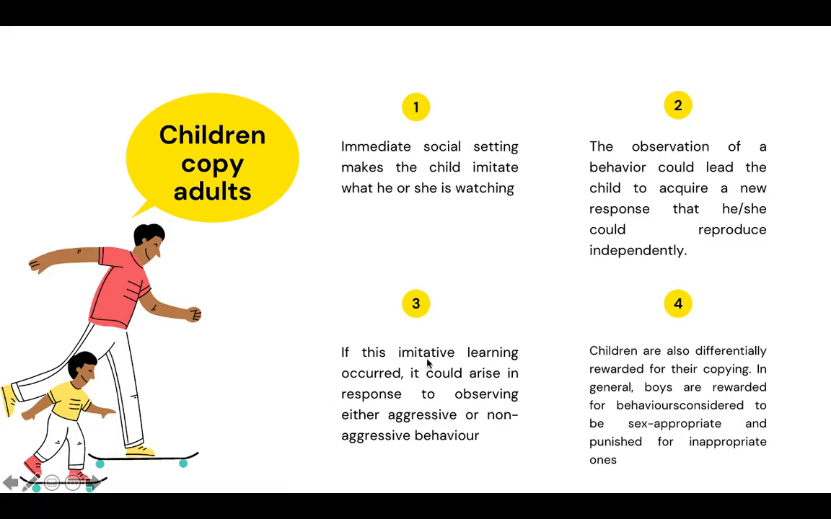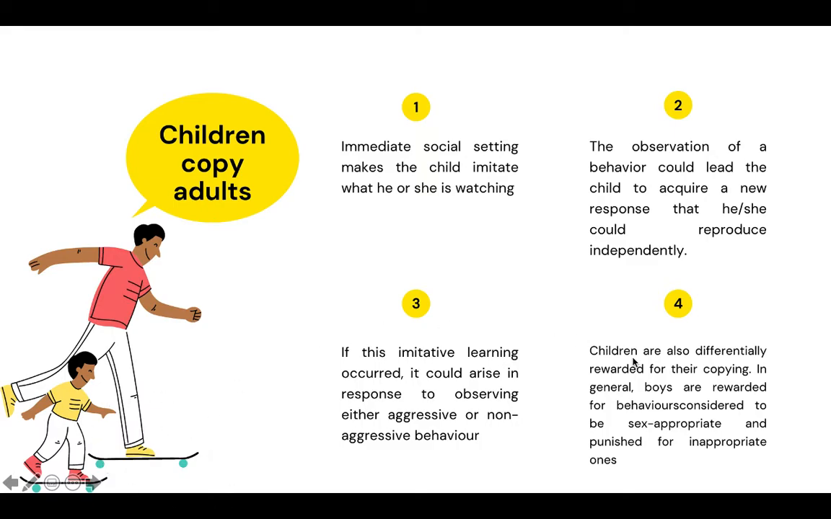Okay, so if this imitative learning occurred, it could arise in response to observing either aggressive or non-aggressive behavior. So let's say when the dad is playing, he's very non-aggressive with it. He skates and everything, so the child will be more likely to reproduce a non-aggressive behavior. But let's say the dad falls off the skateboard, and he gets angry and slams the skateboard on the floor, and the child watches that. Okay, so there is a high likelihood, if that happens to the child again when he's alone, when the dad is not around, he will copy the same behavior.